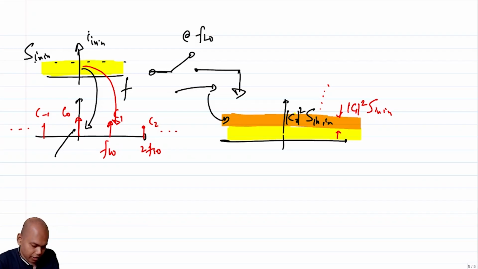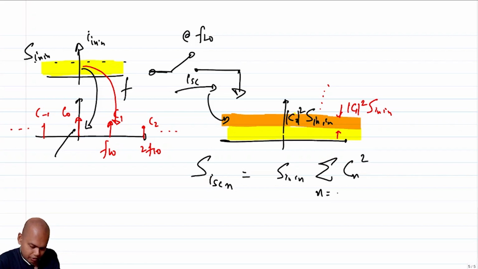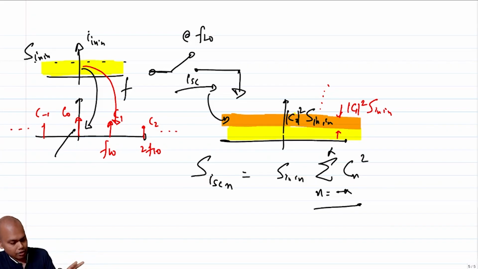So you are essentially going to get ISC noise power spectral density as S in IN times the summation of Cn squared, n equal to minus infinity to infinity, right? So if it is a 50% duty cycle clock, then this summation essentially boils down to 1 over 2, you get S in by 2. But the key thing to note is that while doing noise analysis, you have to understand that noise from different parts of the spectrum can fold back and come to the frequency of interest.